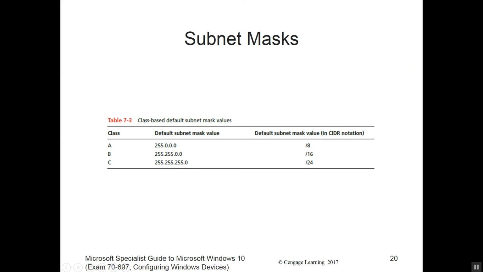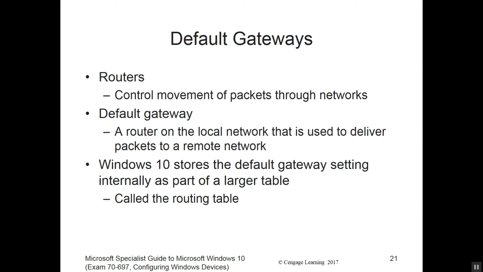Now, here's our subnet masks. So we would have an IP address. That IP address would have a subnet mask. So we've got default gateways. They're routers that control movement of packets through networks. Default gateway is a router on the local network that's used to deliver packets to a remote network. So it's like your go-between between your network and the outside world.